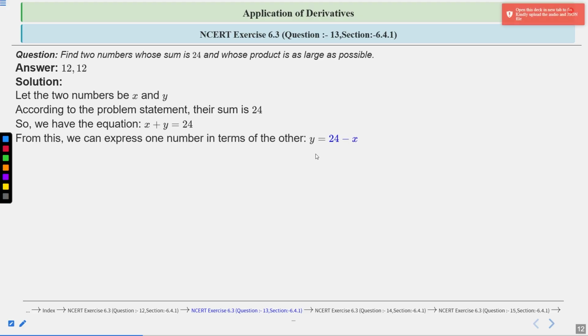From this, we can express one number in terms of the other. So y is basically equal to 24 minus x.